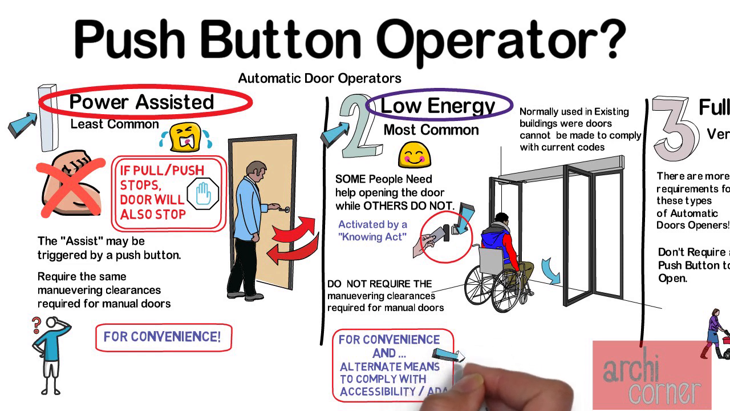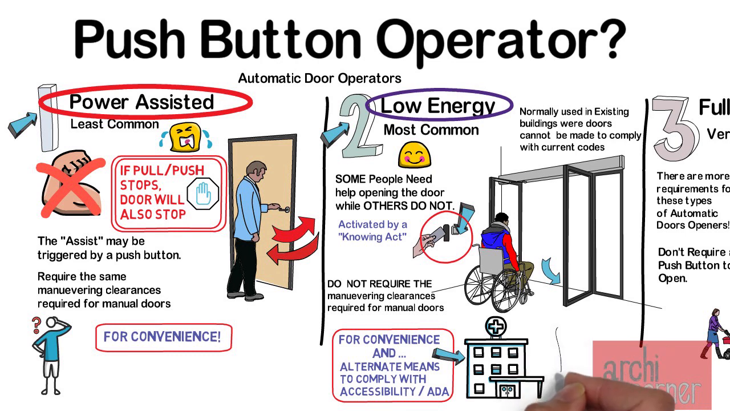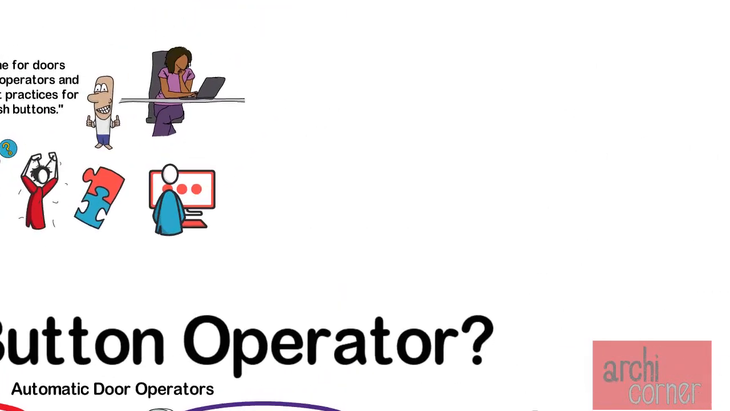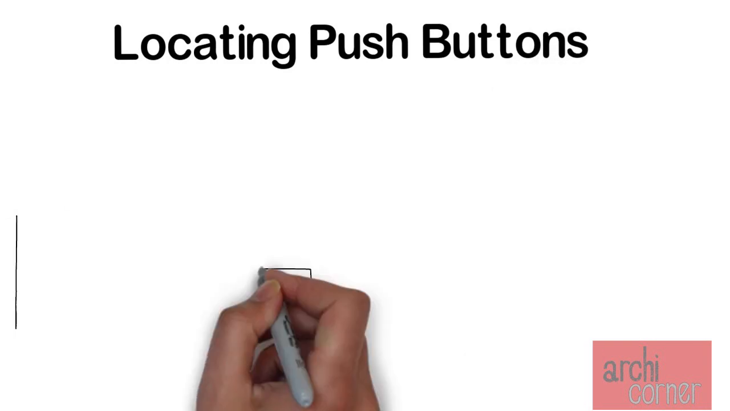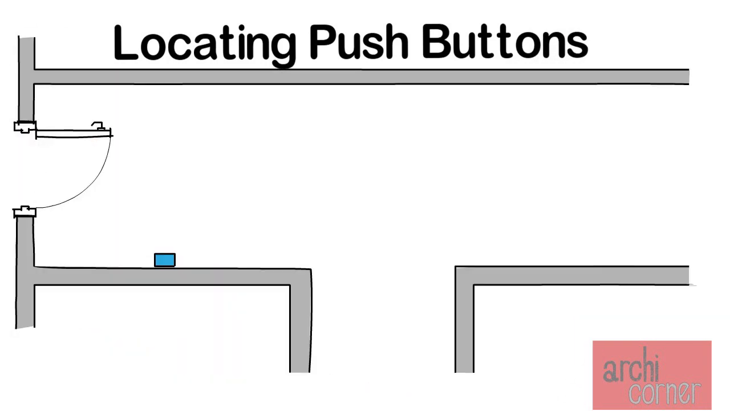For example, it may be very practical to place these in medical office buildings where, although not required by code, it makes sense, since these accommodations are for people with disabilities, the infirm, the elderly, and they will greatly benefit from such amenities. Now that we talked about when you would use them, let's talk about best practices for locating these push buttons. There are 3 points to consider.